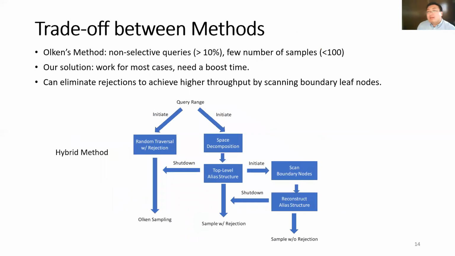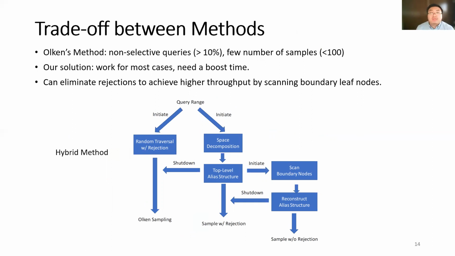Note that there are different kinds of methods. We talked about different z-values or KD trees or even Olken's method. Different methods can have better performance in different scenarios. Olken's method is very good for non-selective queries, where the query has a selectivity greater than 10%, and you only ask for a very small number of samples, let's say less than 100.